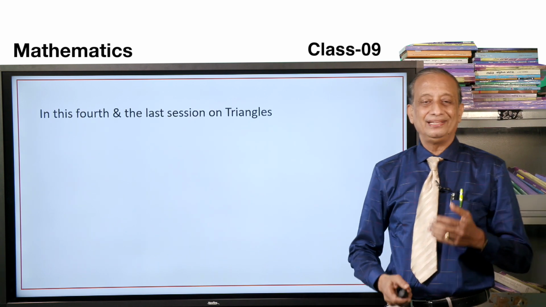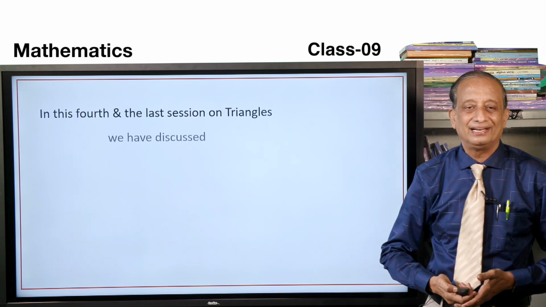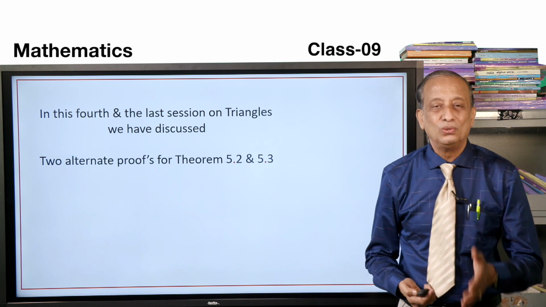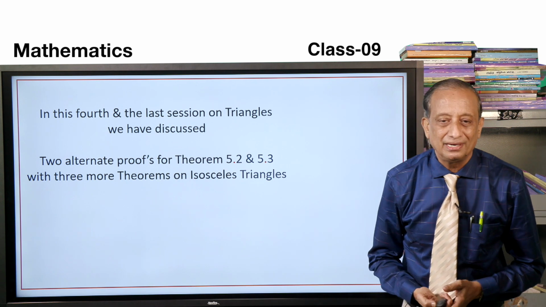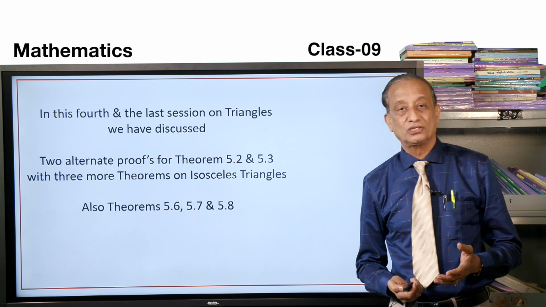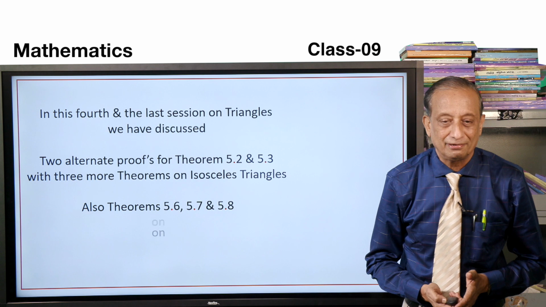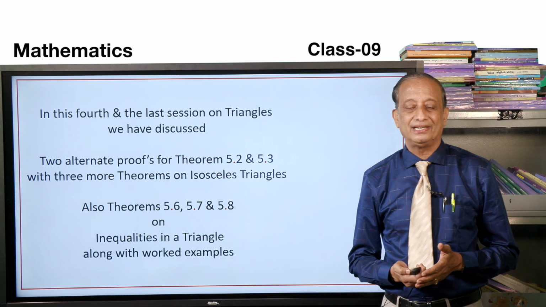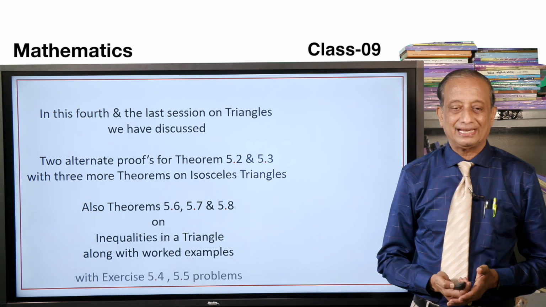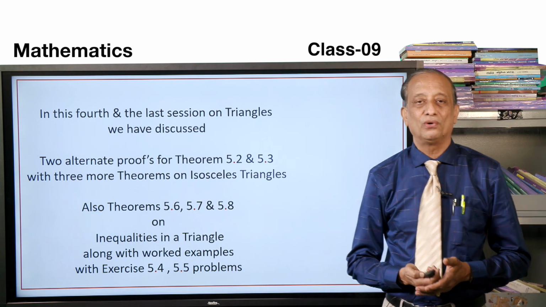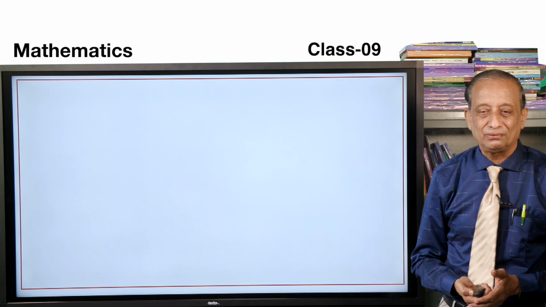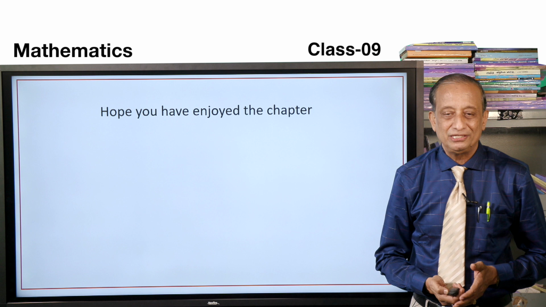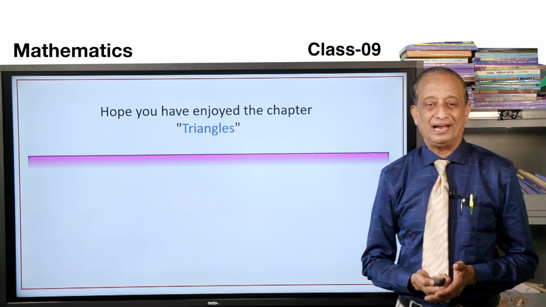So children, in this 4th and the last session on triangles, we have discussed 2 alternate proofs for theorem 5.2 and 5.3 with 3 more theorems on isosceles triangles, also theorem 5.6, 5.7, 5.8 on inequalities in a triangle, along with the worked examples with exercise 5.4 and 5.5 problems. So this is the homework, children. 7 problems are there. Please try to attend to these problems. So hope you have enjoyed the chapter triangles.